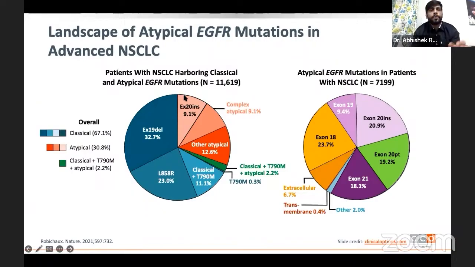So this is the landscape of atypical EGFR mutation. I think Dr. Sham talked about exon 20 insertion mutation. These are some of the atypical EGFR mutations that can be detected.